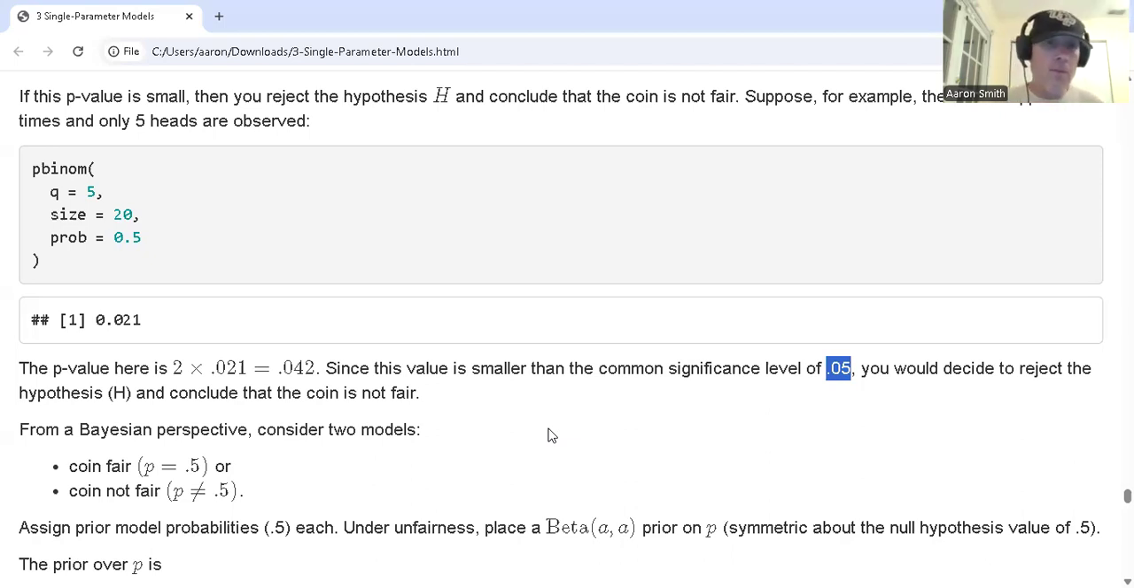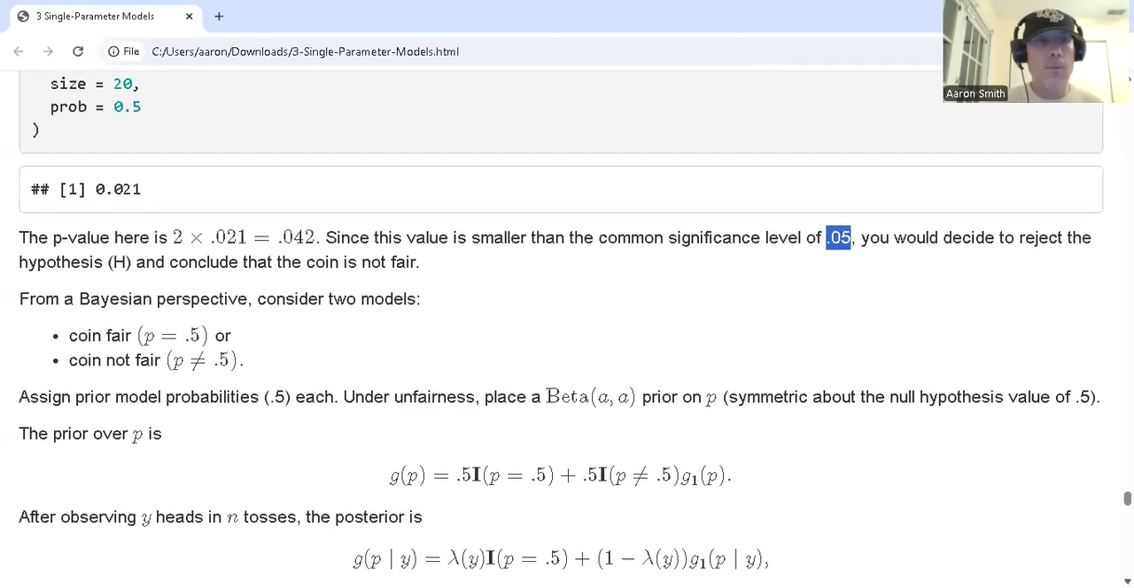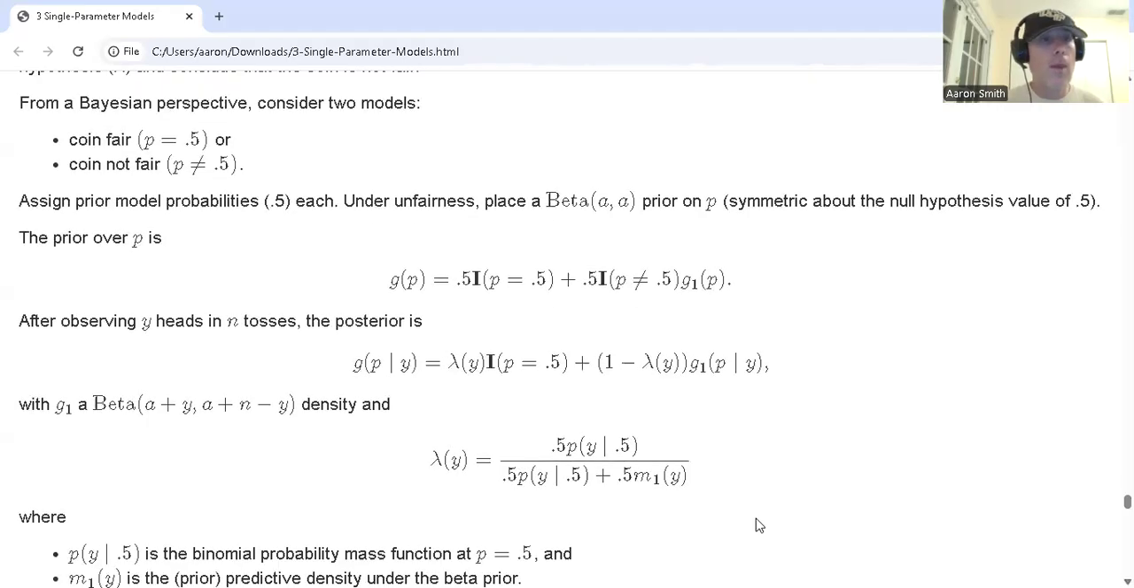From a Bayesian perspective, consider 2 models. Let's say the coin is fair, that's with a probability of 0.5, or the coin is not fair. The probability is anything but 0.5. So let's assign a prior model probability, 0.5 on each. I don't know which one to go with. Two possibilities, so let's go ahead and put a 0.5 on each one of these.